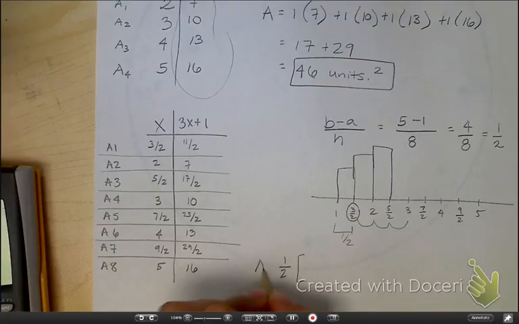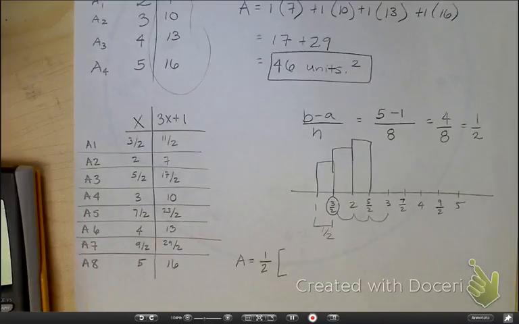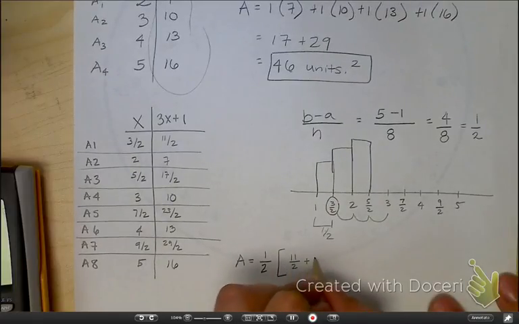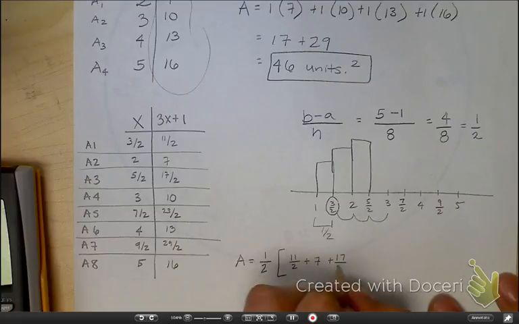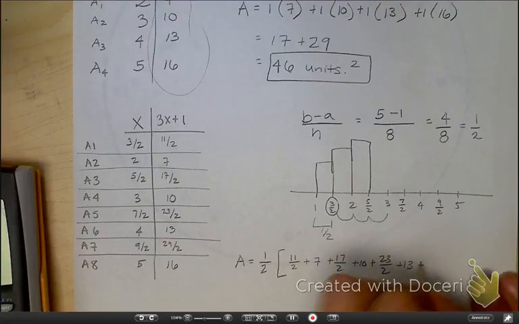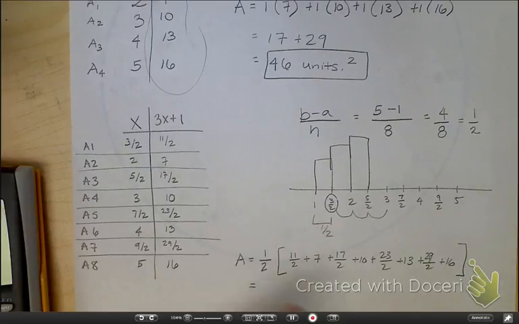So I have area equals 1/2, which is the base for every rectangle. And then I'm just going to add together these different heights. So 11 halves plus 7 plus 17 halves plus 10 plus 23 halves plus 13 plus 29 halves plus 16. So again, pause the video and add those together, see what you get, and then let's check. We should have gotten that same answer that we got before when we looked at Desmos.